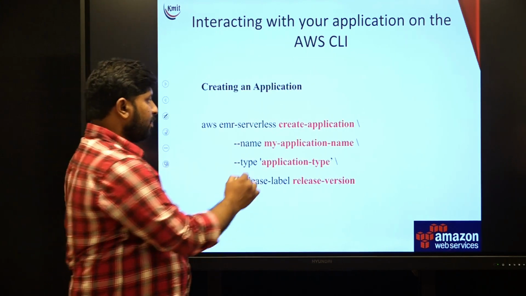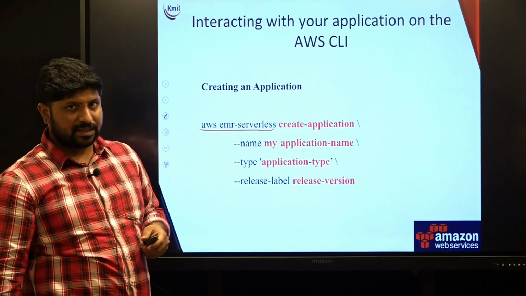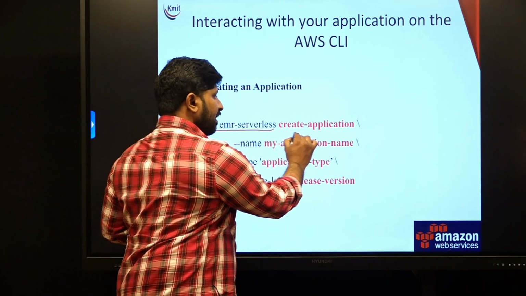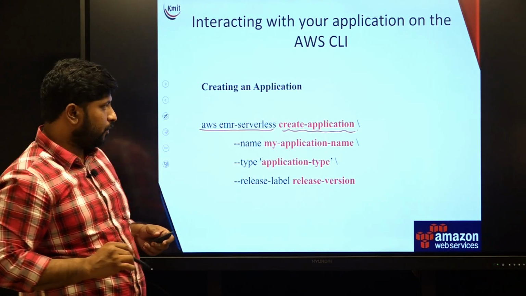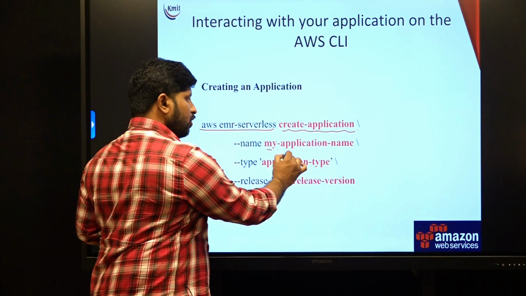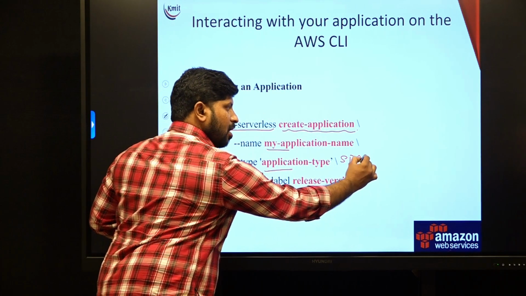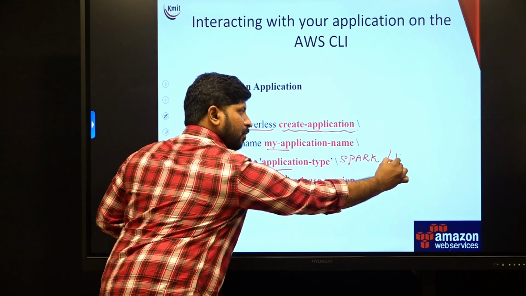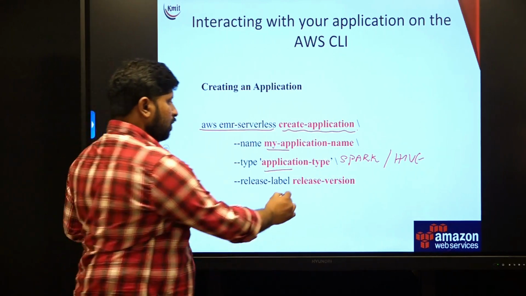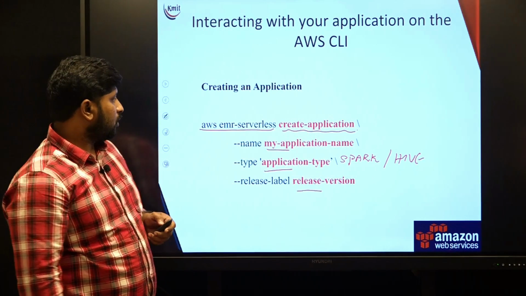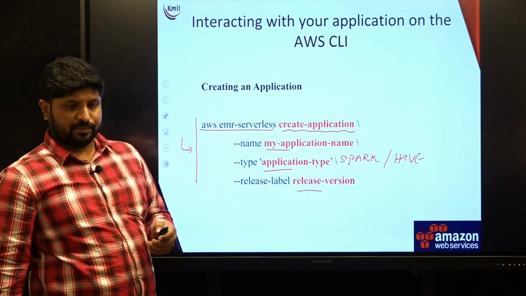In order to create an application, this is a prefix, AWS EMR serverless, and create application is the parameter which you have to use, attribute you have to use to create an application, where you need to provide the name and the application type. It might be Spark or it might be Hive, any one type. Then you have to select the release version. So this is the command in order to create an application.